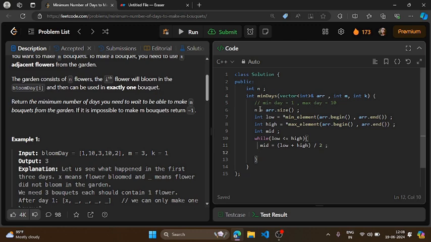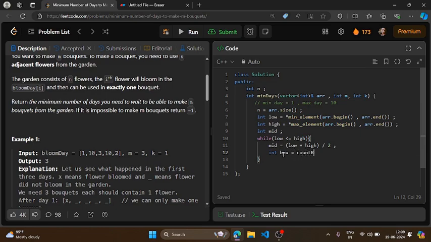Right, now for this particular mid, or you can say this particular day, I have to check how many bouquets I can make on this day. So let us say this function, count bouquets, gives me the number of bouquets. I'll give it my array and my mid. It will count the number of bouquets which I can make on this day, right?